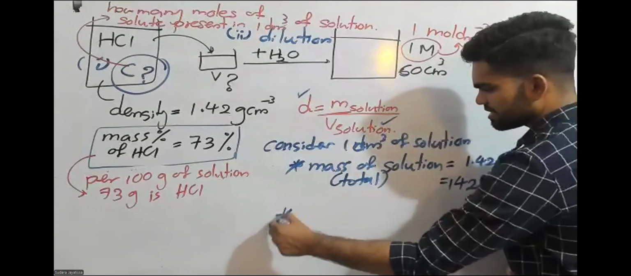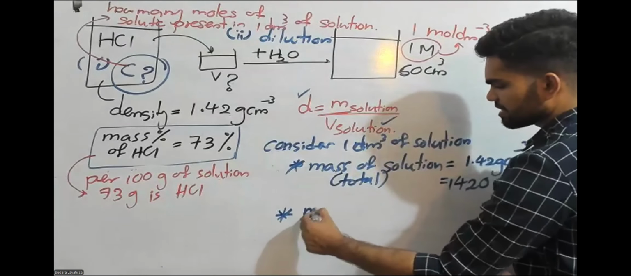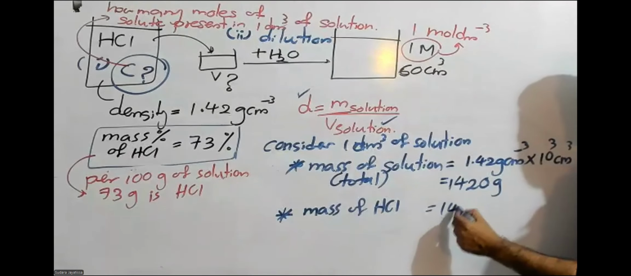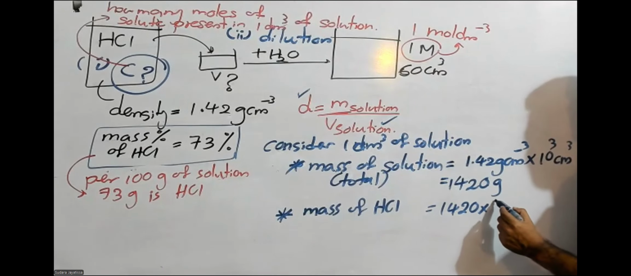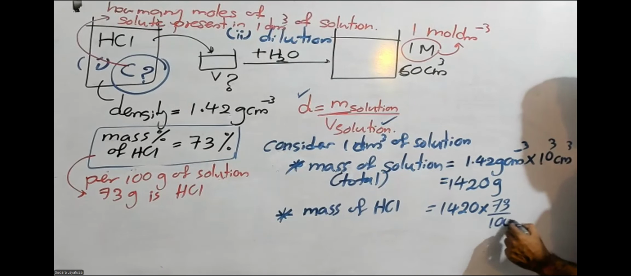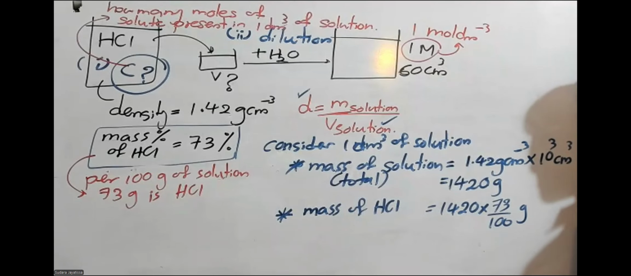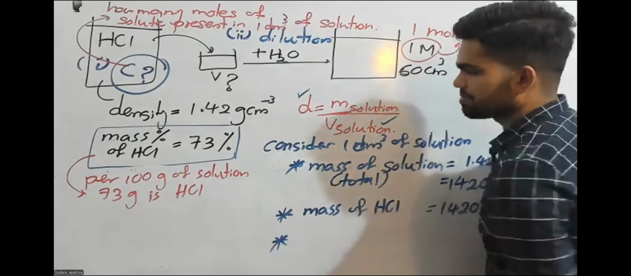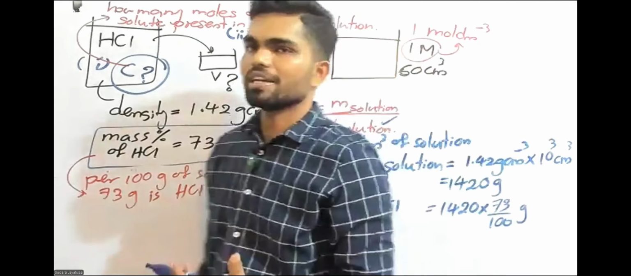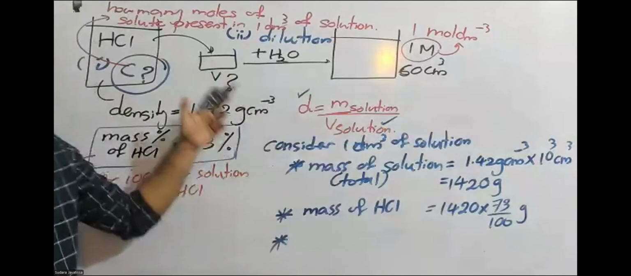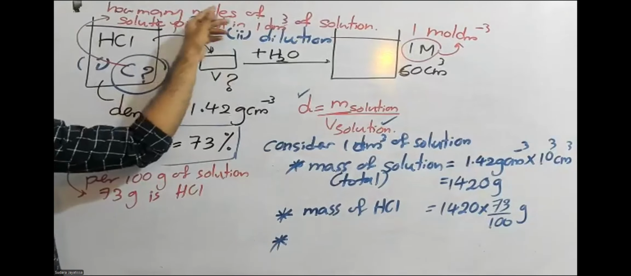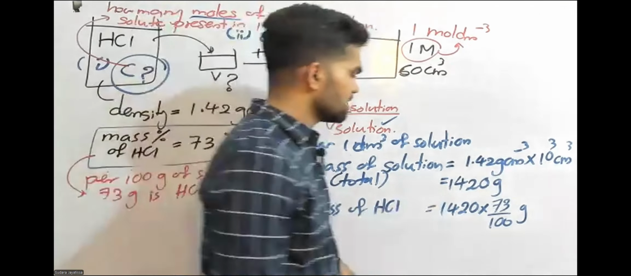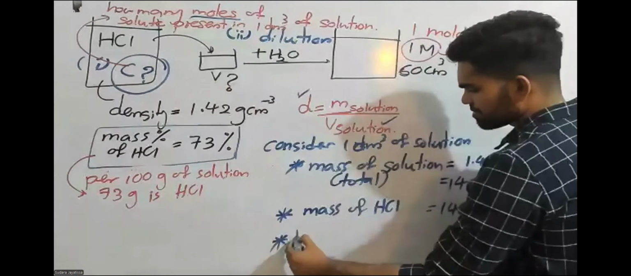So the next step is finding the mass of HCl. Out of this 1420, 73% is HCl. This is the HCl grams. Now we can go to the last step. We don't need the mass here, but we need the number of moles, because concentration is how many moles are present in 1 dm cube. Since we know the mass of HCl, we can simply convert it into moles.